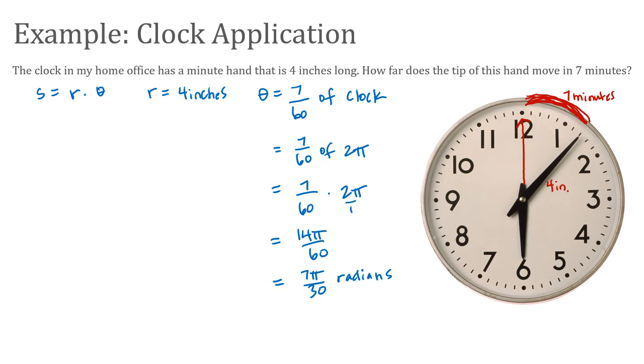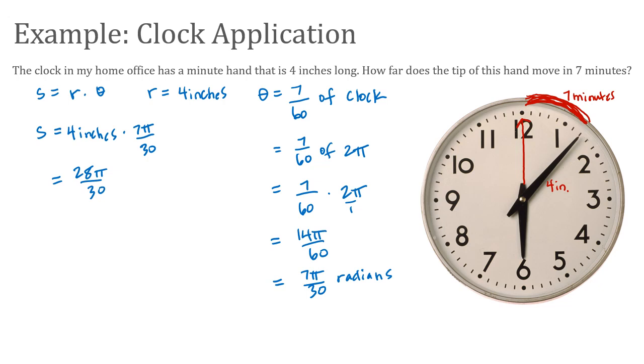Okay, now I'm ready to substitute into the formula. The arc length of those 7 minutes is going to be my radius of 4 inches multiplied by the angle, so 7 pi over 30. And if I multiply that, it looks like I'm going to get 28 pi over 30.